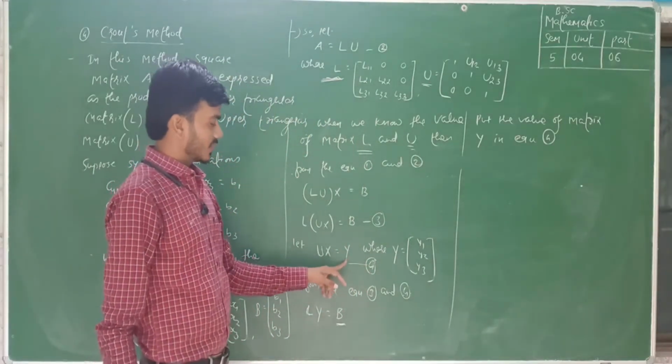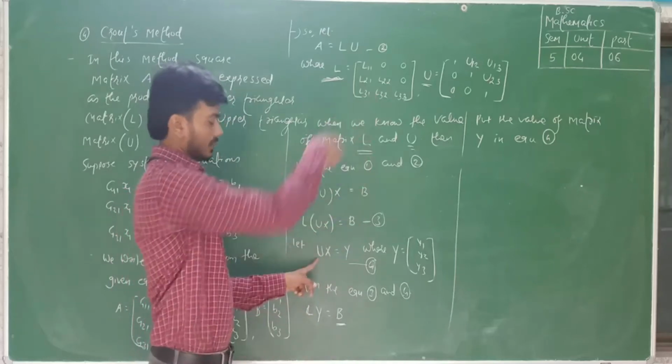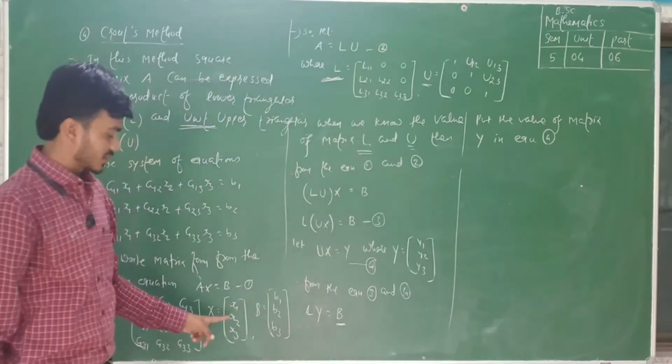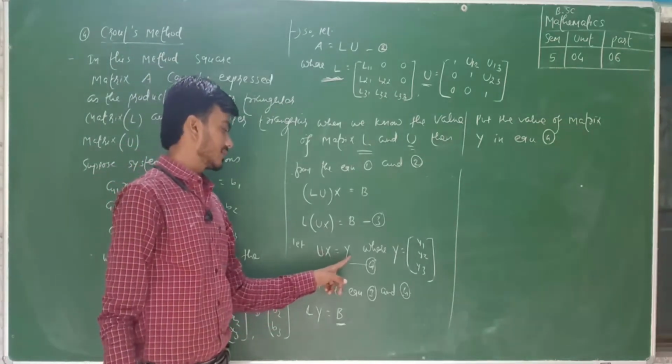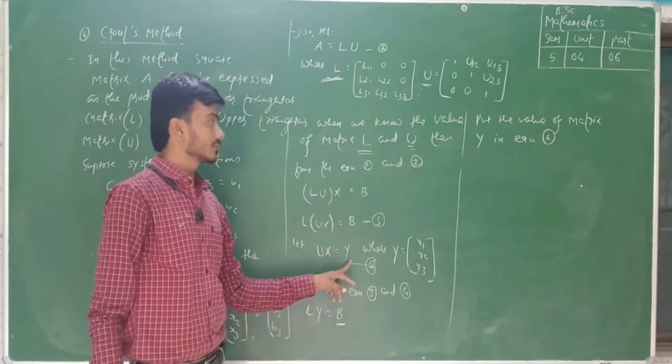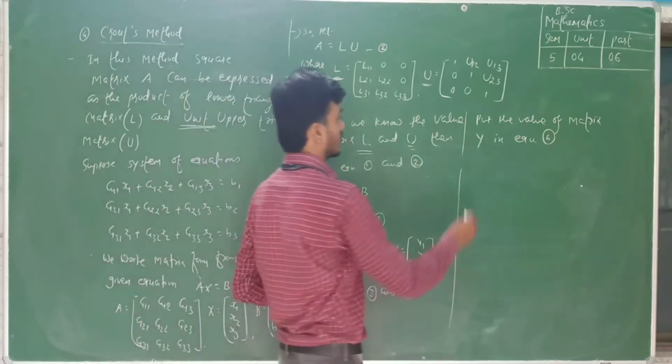U is known, X, that means X1, X2, X3, which is unknown. So U into X is equal to Y. So Ux is equal to Y.